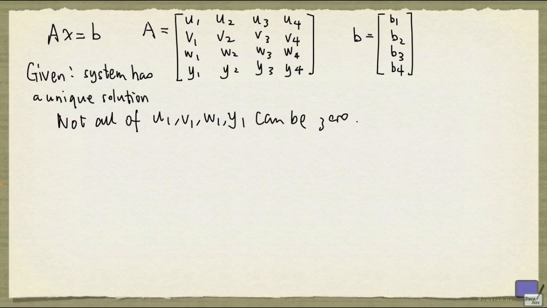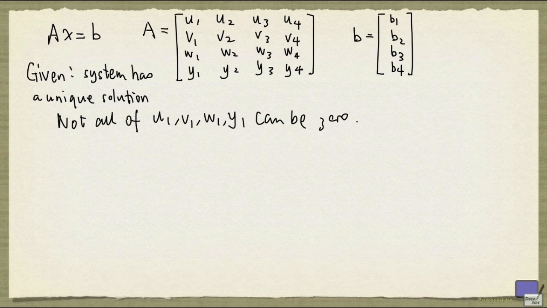We continue from the previous video and look at the 4x4 case where A is given by this matrix and B by this tuple. We're also given that the system has a unique solution. Since the system has a unique solution, not all of U1, V1, W1, and Y1 can be 0. And we assume that U1 is non-zero. You can do similar calculations assuming V1 not equal to 0, W1 not equal to 0, or Y1 not equal to 0. You should get the same conclusions.